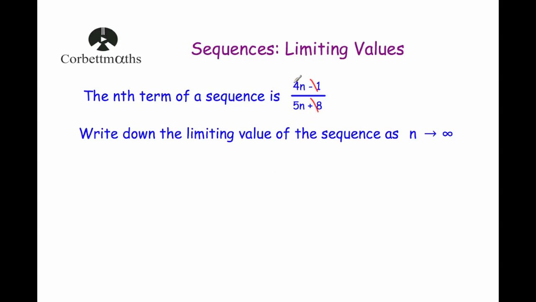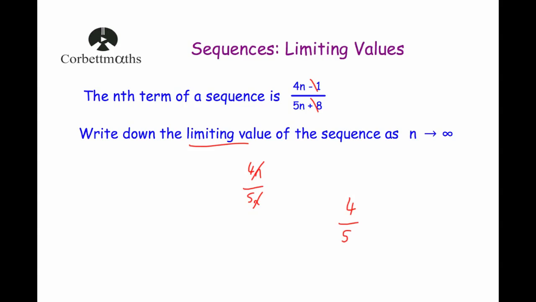So for instance the millionth term, it would be 4 million take away 1, and this would be 5 million plus 8. Well, they're going to have a very little effect, so the answer will get closer and closer to 4n over 5n. The n's would cancel, so it would get closer and closer to 4/5. So the limiting value for this sequence as n tends to infinity would be 4/5.